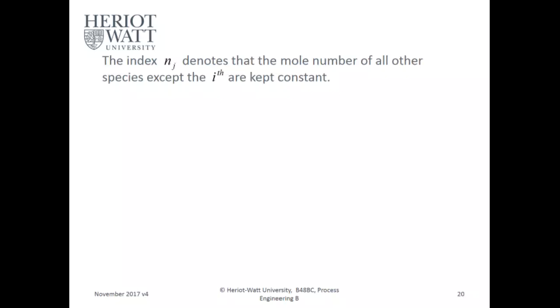The index Nj denotes that the mole number of all other species except i are kept constant. So if you change i, at any one point you're changing one species, one parameter, you can determine the others because it's a thermodynamic balance. So dG equals VdP minus SdT plus the sum of the infinitesimal change in G over the infinitesimal change in Ni at constant temperature and pressure, with changing Ni. So with respect to change in Ni, if you change the species, the first species.